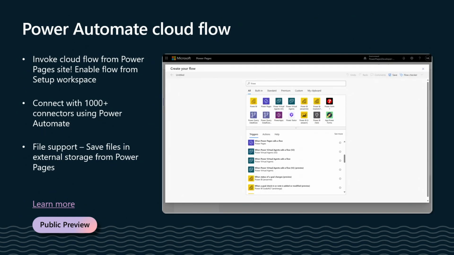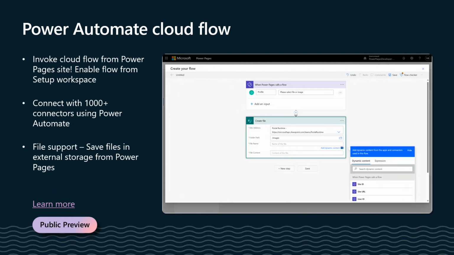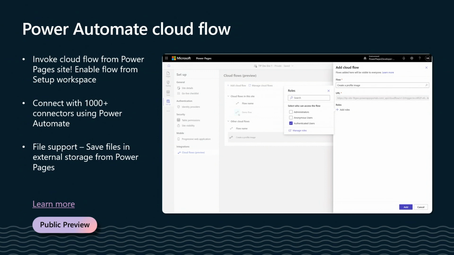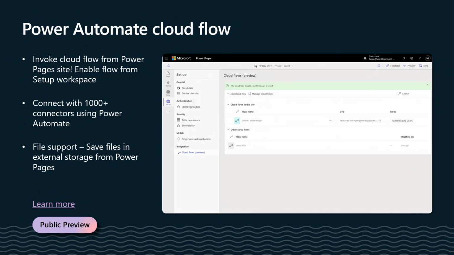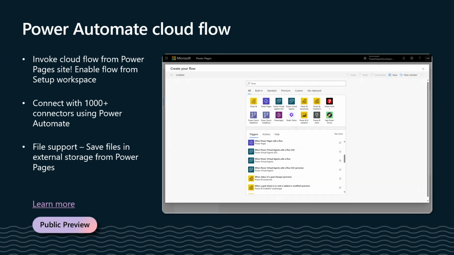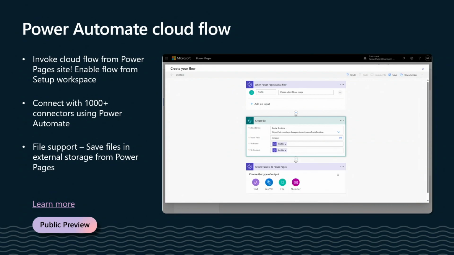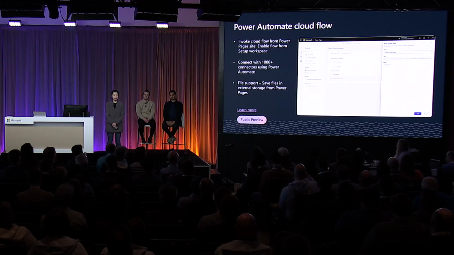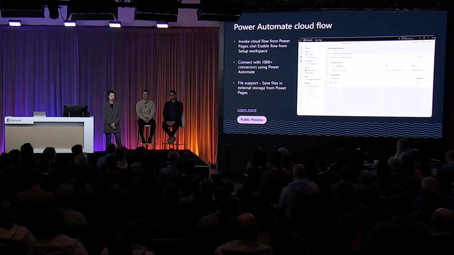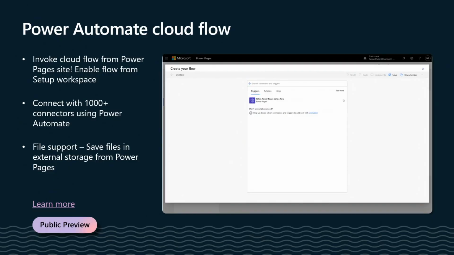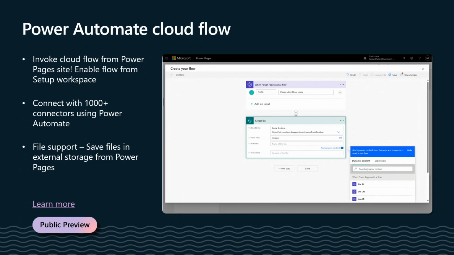Power Automate has over 1,000 connectors, and makers can invoke and connect to any of these connectors from Power Pages. You can trigger a cloud flow based on an event or a user action, such as clicking on a button, submitting a form, or even calling an external API to automate data collection and processing. Additionally, you can also store files in any data source using Power Automate. This enables makers to build sites where their users can upload files, which can be stored on any storage that the organization uses.